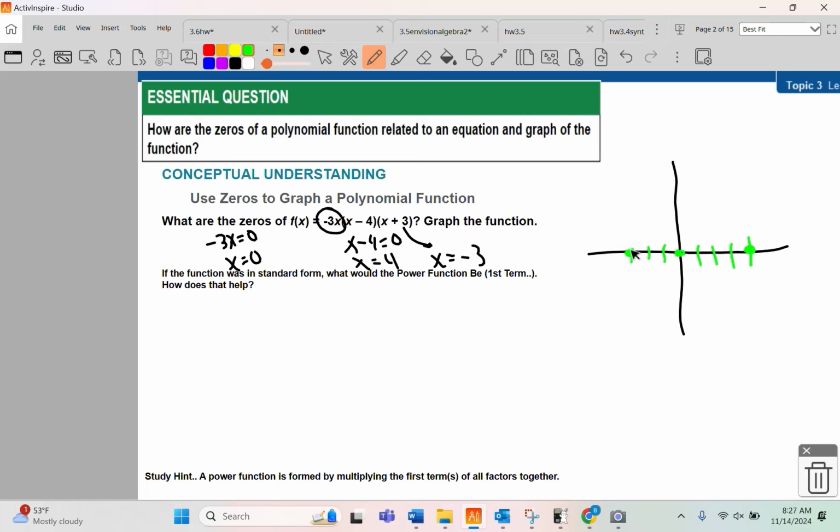Now you'll notice the next thing I ask is, if this thing was in standard form, what would the power function be? I'm not asking you to FOIL and then double distribute. I'm saying do a little bit of near math. What would the first term be?